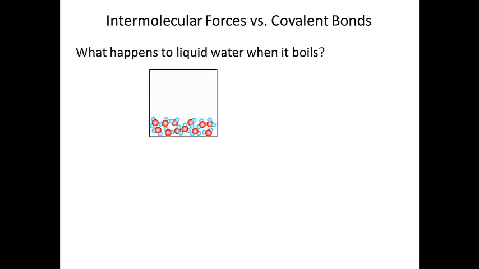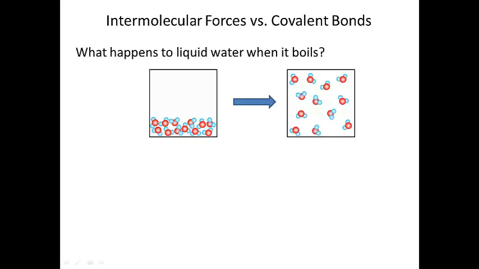So let's remember what happens when water boils. Individual water molecules, these are each water molecules, all separate from one another. So this is a liquid, and this is a gas.